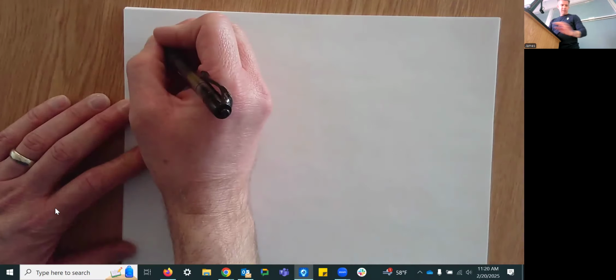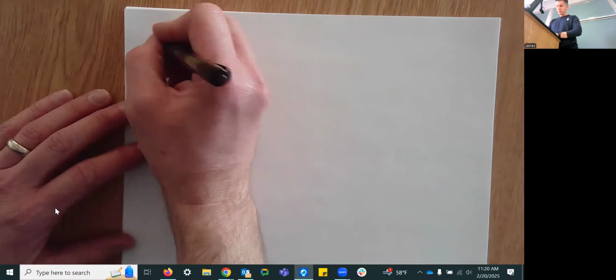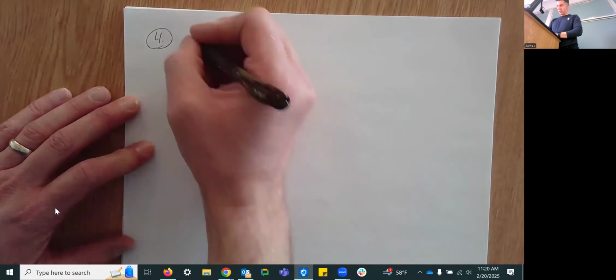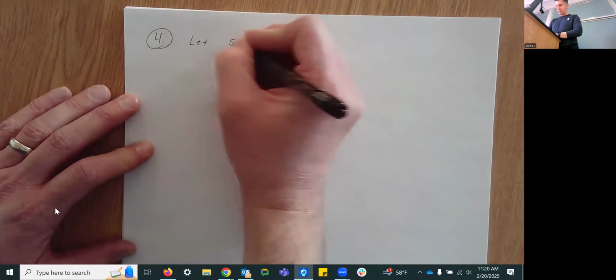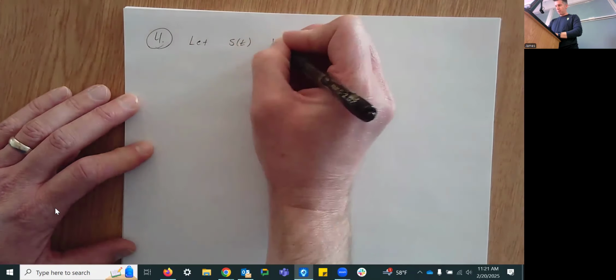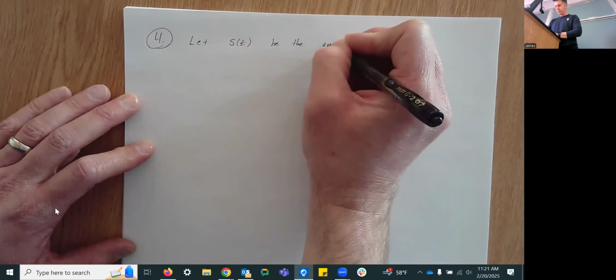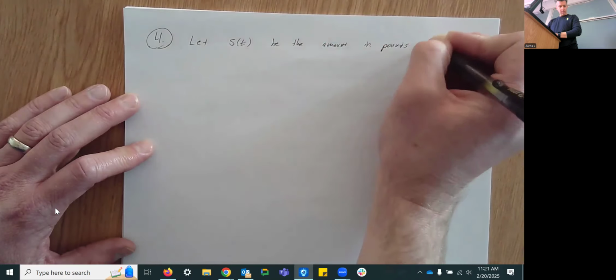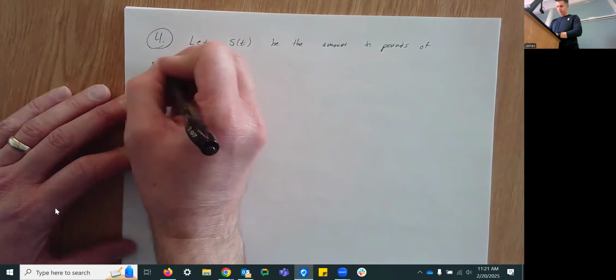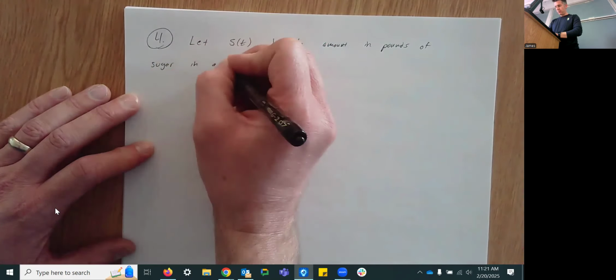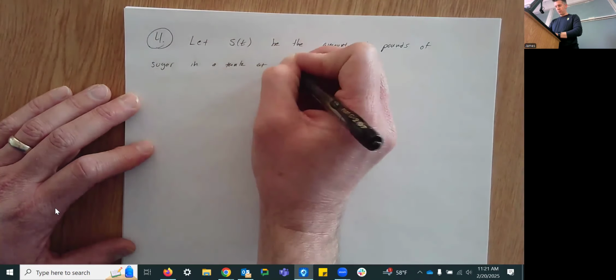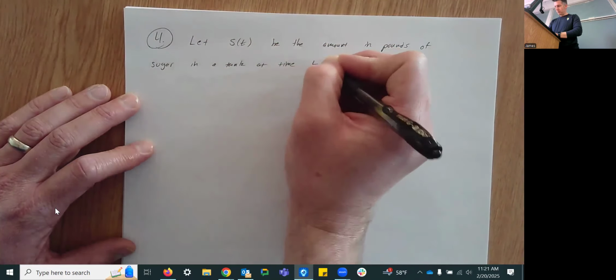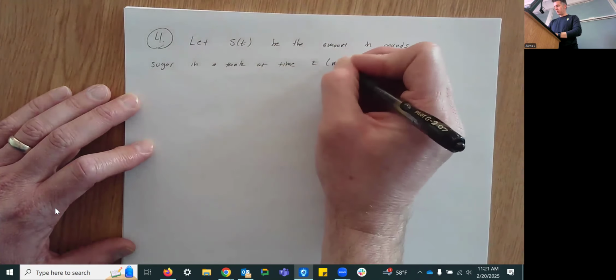So another question. I think this is number 4. Writing using numbers. So we're going to say let S of t be the amount in pounds of sugar in the tank at time t, where time is measured in minutes.